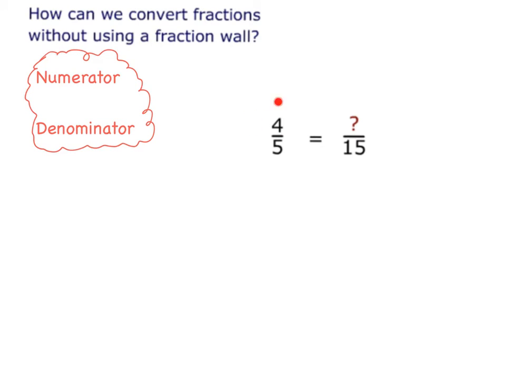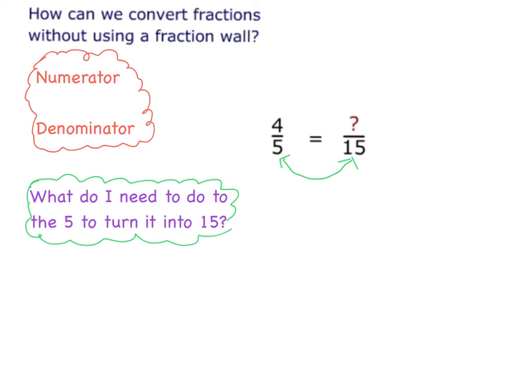So here I'm given the fraction 4/5 and I'm asked, what is that equal to? And I want my answer to be in 15ths. I'm going to use my denominator here to help me do that, and I'm going to use the operation of multiplication. So when they're asked for equivalent fractions, I want people to draw an arrow from 5 to 15. And then we're going to ask ourselves a question: what do I need to do to turn the 5 into a 15?